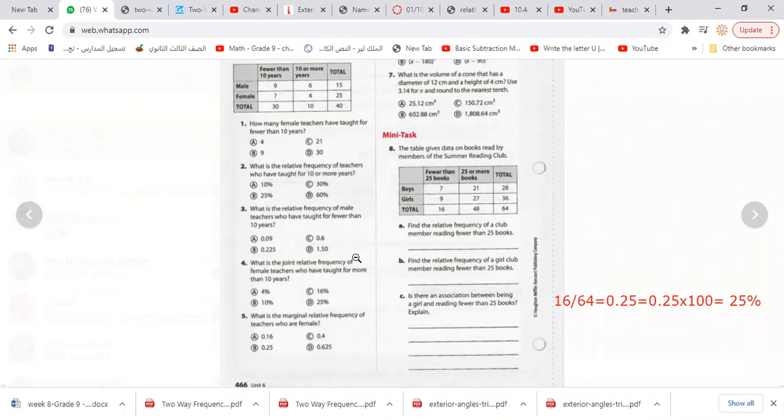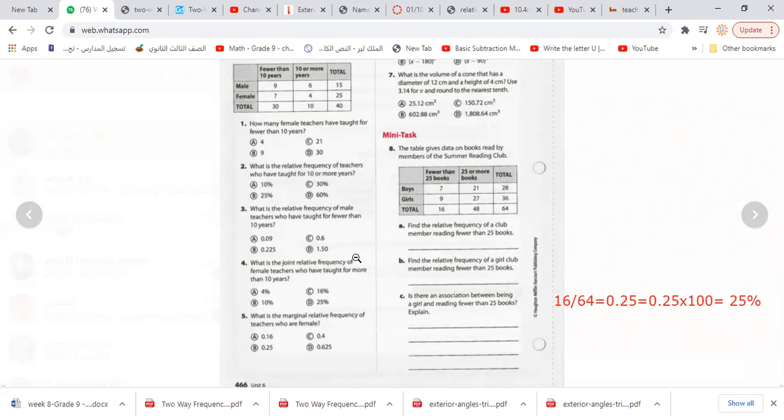Is there an association between being a girl and reading fewer than 25 books? No association. Why? The relative frequency shows that girls are no more likely to read fewer than 25 books than members in general.